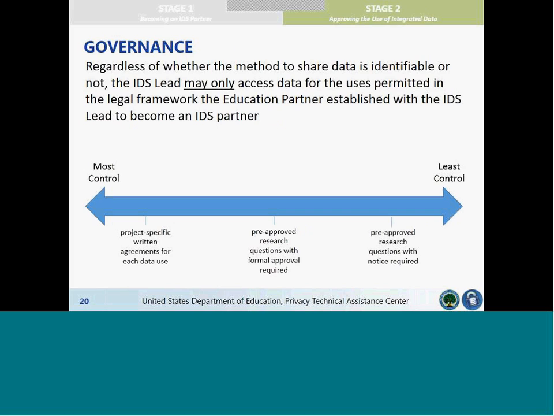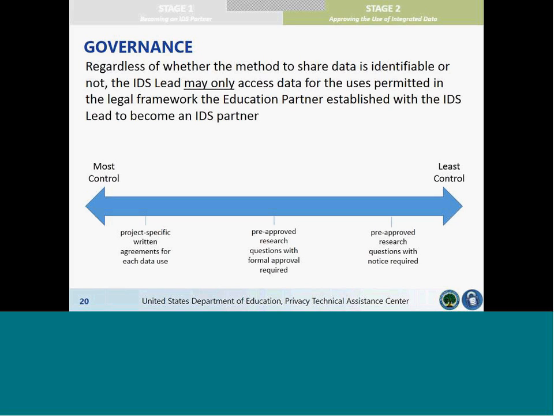Whichever method you choose to share data, whether it's identifiable data or de-identified data, the IDS lead can only make use of the data that are integrated into the IDS for the very specific purposes that are permitted within the legal framework, the governance framework, of the data partner, be it the school district, LEA, or SEA, established with the IDS lead when becoming an IDS partner. Now, there is a spectrum along which those governance requirements can be established in those documents, ranging from substantial flexibility on one end to explicit and established controls on the other end.